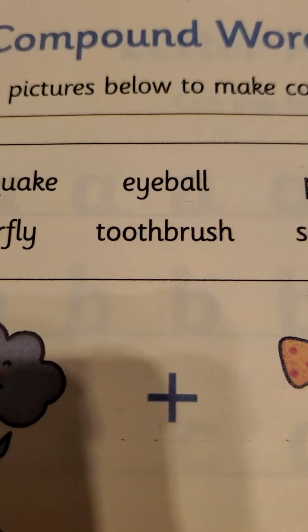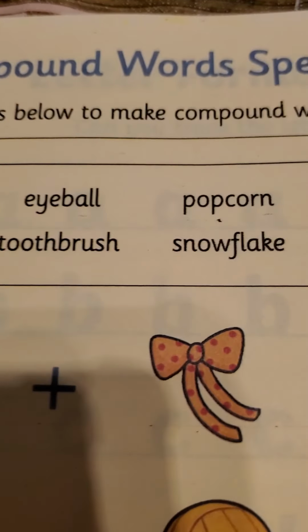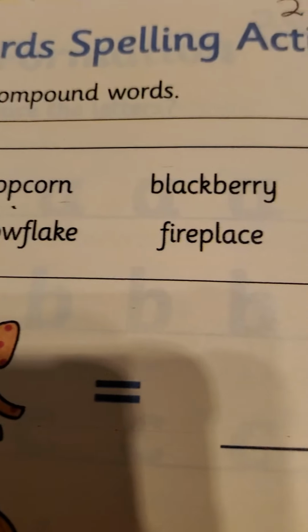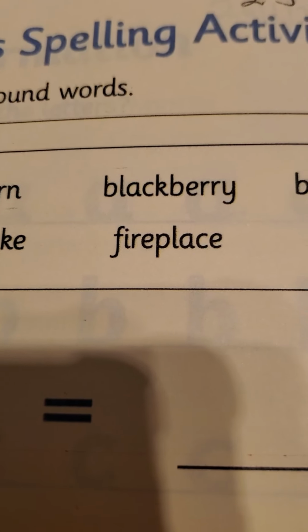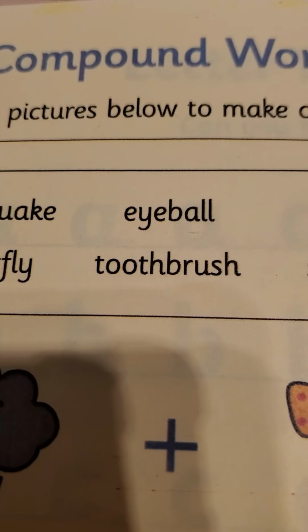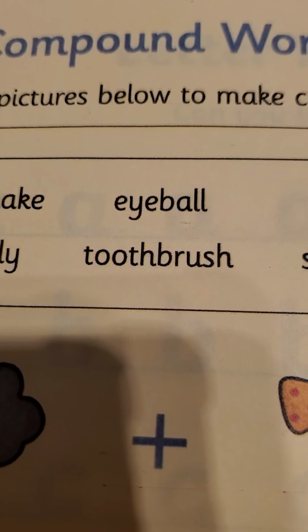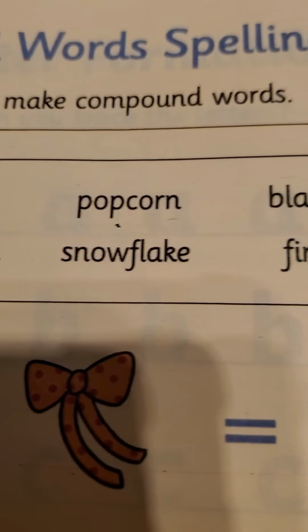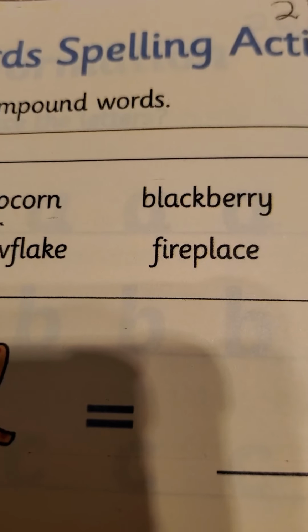Eye and ball make eyeball. Pop and corn make popcorn. Black and berry make blackberry. Basket and ball make basketball. Butter and fly make butterfly. Tooth and brush make toothbrush. Snow and flake make snowflake. Fire and place make fireplace. And rain and bow make rainbow.